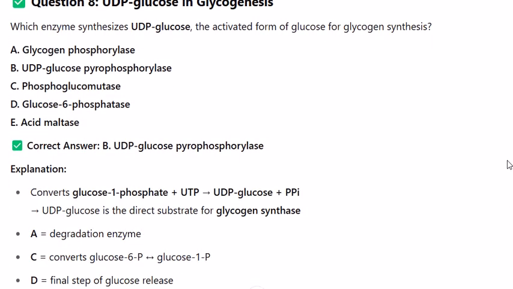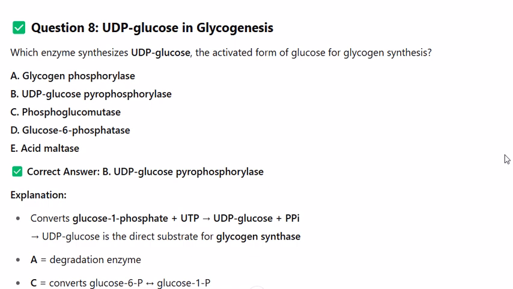Question 8. UDP-glucose and glycogenesis. Which enzyme synthesizes UDP-glucose, the activated form of glucose for glycogen synthesis? A. Glycogen phosphorylase. B. UDP-glucose pyrophosphorylase. C. Phosphoglucomutase. D. Glucose 6-phosphatase. E. Acid maltase. Correct answer B.